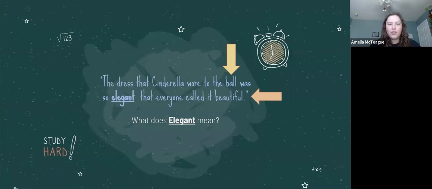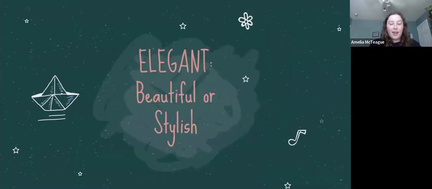Okay, everybody, what does everybody think the word elegant means? I'm hearing a lot of words like stylish, pretty, beautiful. I like all those words. Elegant does mean beautiful or stylish. Look, we found the meaning of that word just by looking at clues in the story.